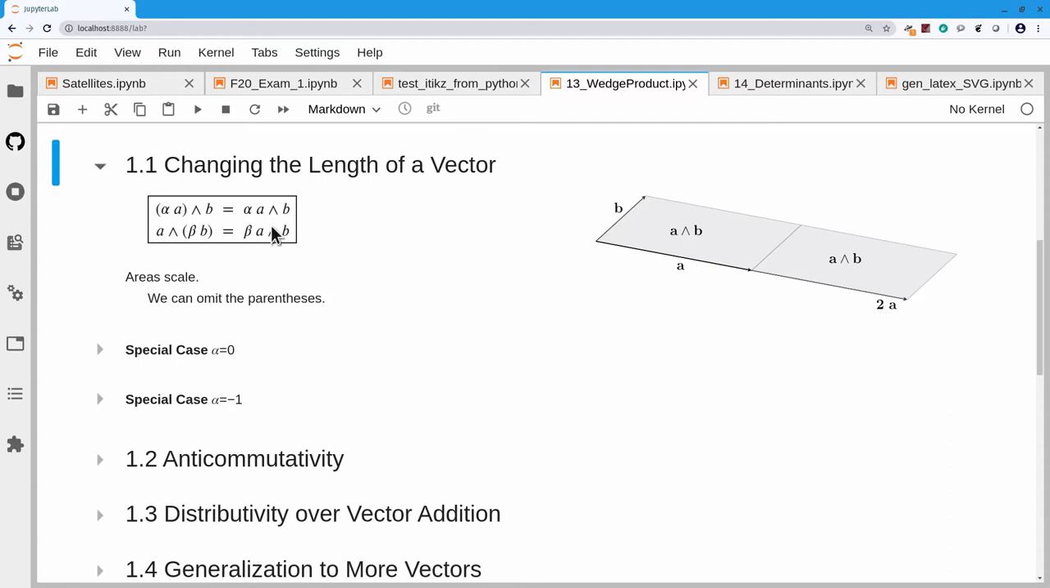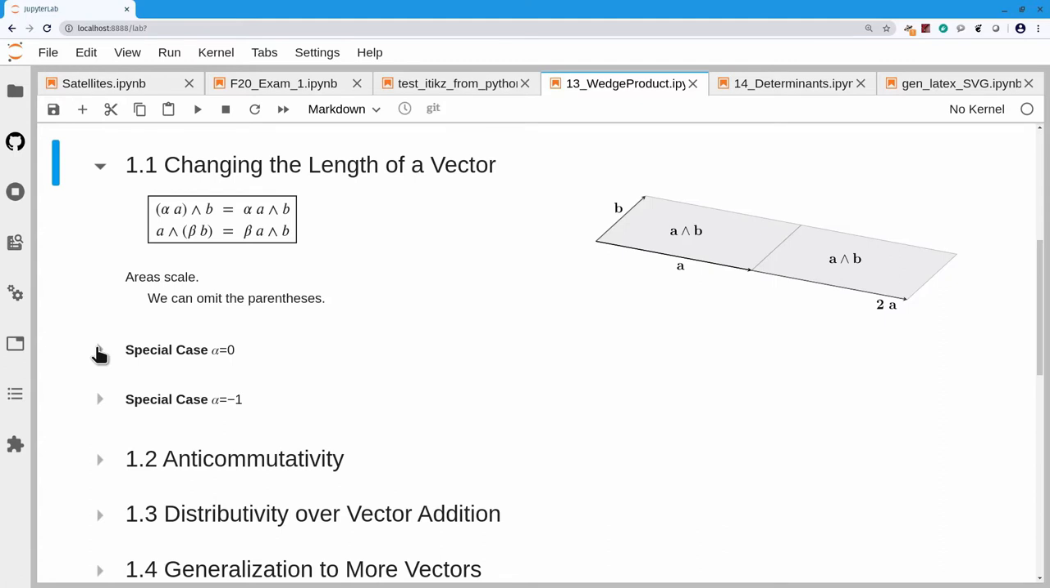So what we're going to posit, therefore, is that alpha times A, if I scale a vector A by alpha and wedge it with B, the result should be just alpha times the result of wedging A with B. Here, alpha was 2. Scaling the vector A by a factor of 2 simply scaled the area by a factor of 2. The same applies for the vector B. We'll have the same rule for a scale factor with B. We can just pull out a constant alpha from alpha A or a constant beta from beta B, and we can dispense with the parentheses and simply write alpha A wedge B or beta A wedge B, as the case may be.